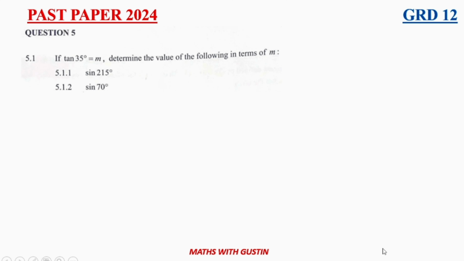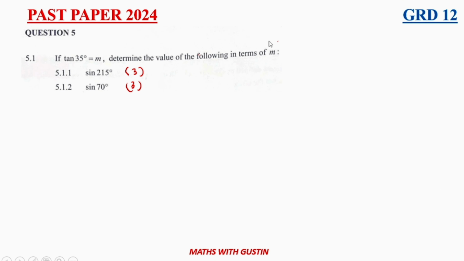All right, guys, now let's have a look at question 5 of the 2024 past paper on trigonometry. This was a Limpopo paper. I believe this was out of 3 marks, and this year was also out of 3 marks. Let's have a look at the question. It said, if tan 35 is equal to m, determine the value of the following in terms of m.